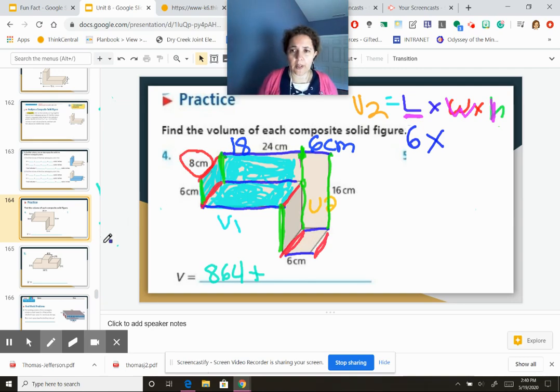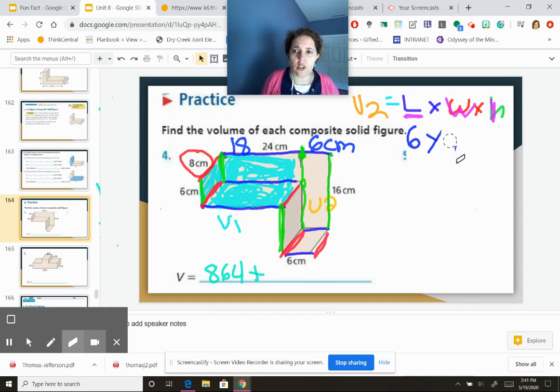Oh, got to change my color, right? Did I change it or not? This is so delayed. Oh, yep, I did not change it. So let me change the color. Let me erase that. And I'm going to change it to red.